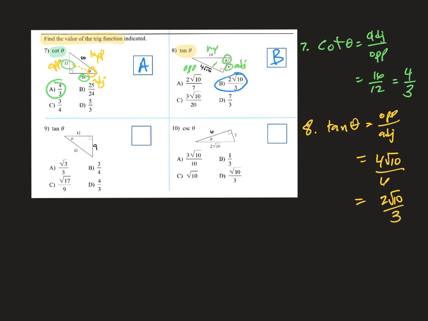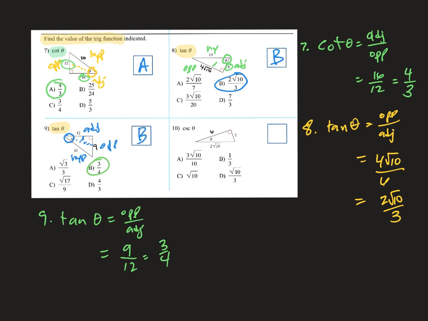Number 9, we're asked for tangent again. This is not very exciting. So we're going to label. And let's see what we can come up with here. I'm looking at theta. So opposite is 9. Adjacent is 12. And 15 is hypotenuse. For tangent theta, again, we need the opposite over the adjacent. And so that is 9 over 12. And 9 over 12 reduces to 3 over 4. So I'm looking for letter B on this one.